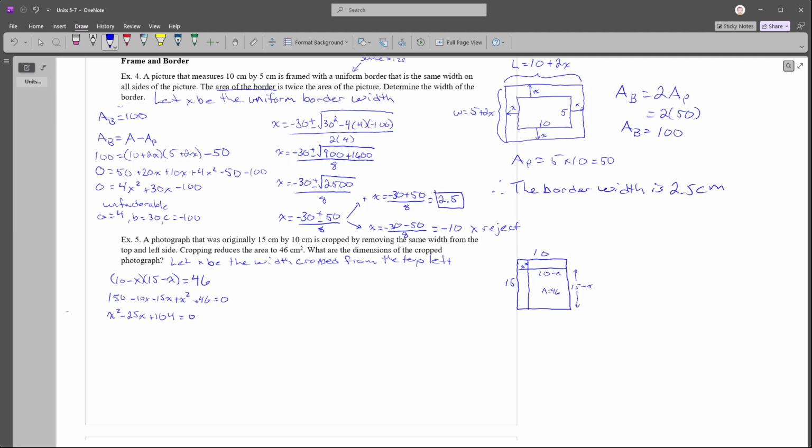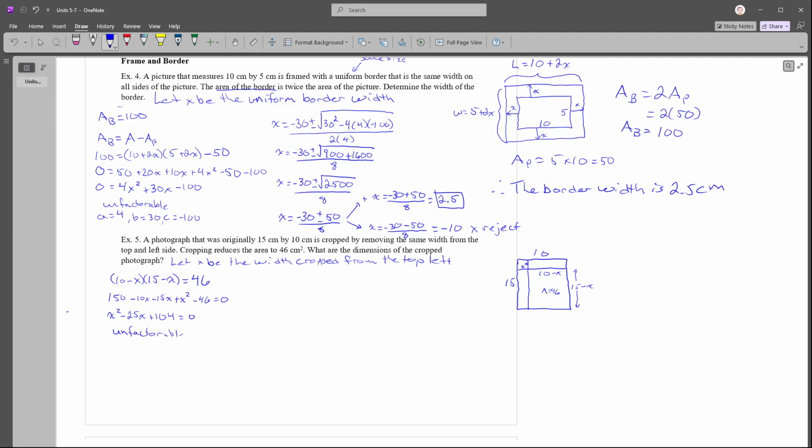Equals 0. So this is where we're at. Can we factor this thing? Are there any two numbers that add to 25 and multiply to 104? Unfortunately, there are not. So this is unfactorable.